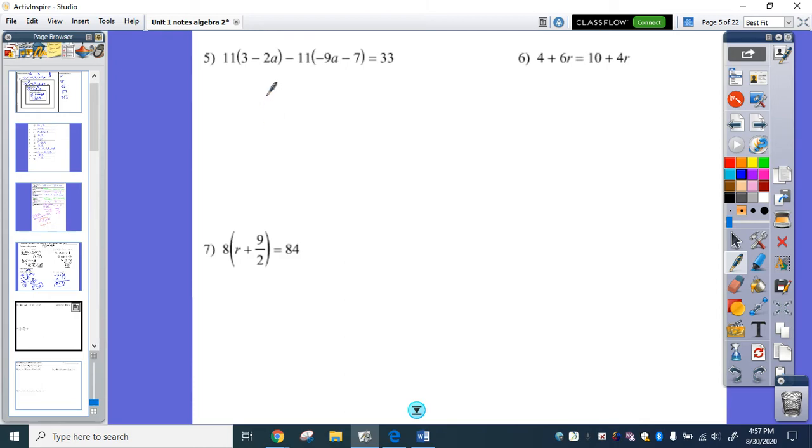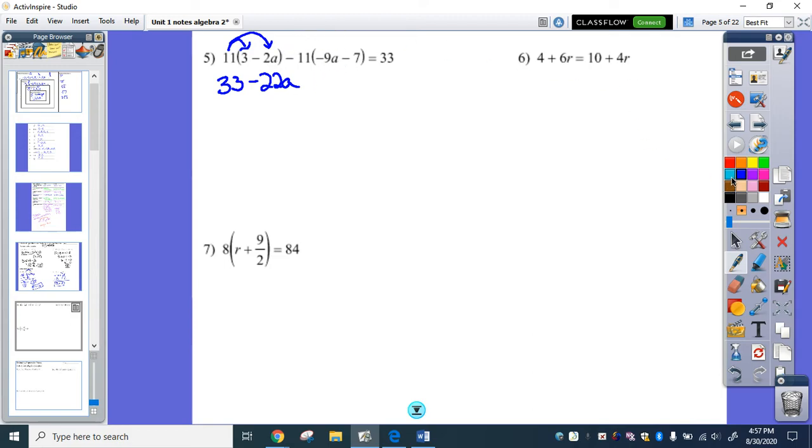Number 5 is a little trickier because we've got a lot of distributing to do here. So in a problem like number 5, I want to think about distributing the 11 only to the first 2 terms. Well, 11 times 3 would get me 33. 11 times negative 2a would give me negative 22a.